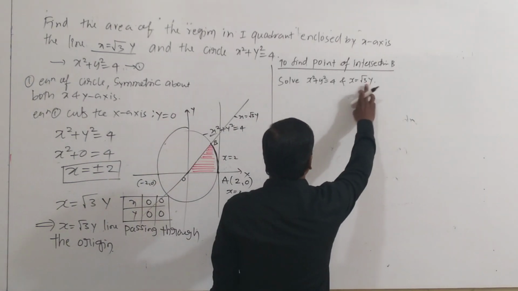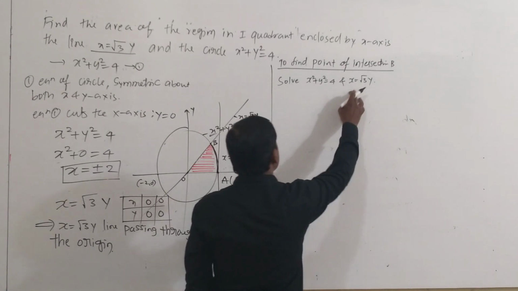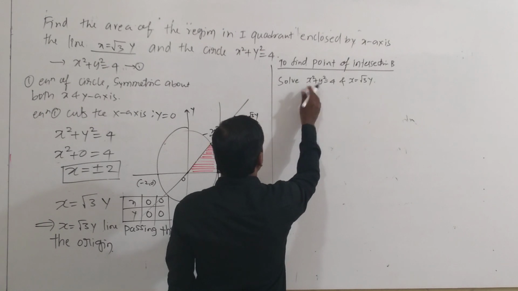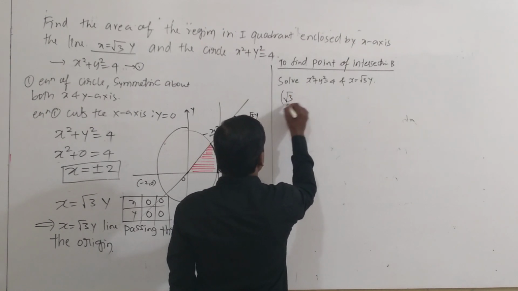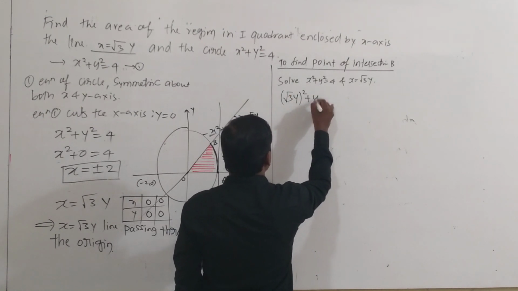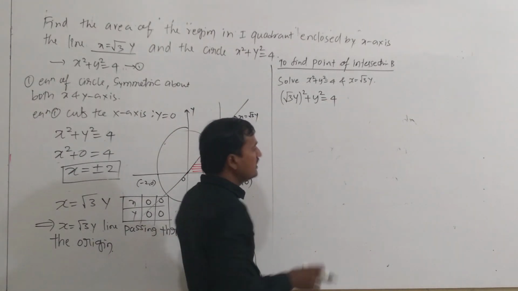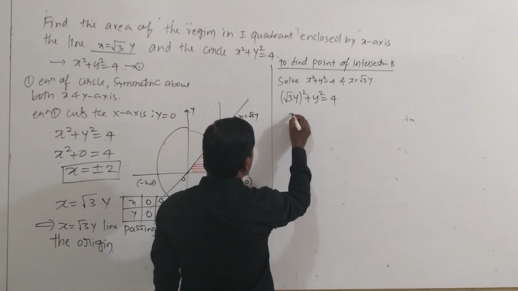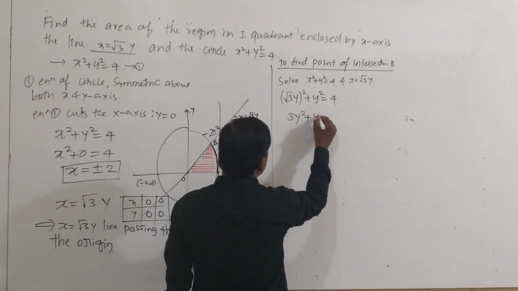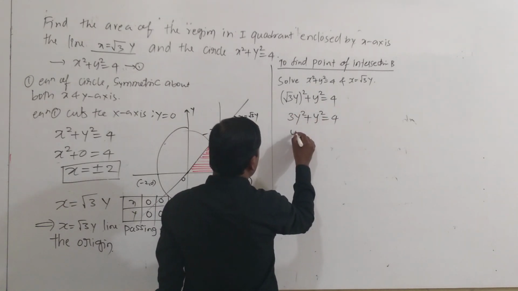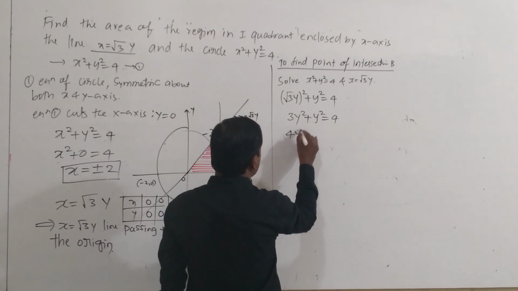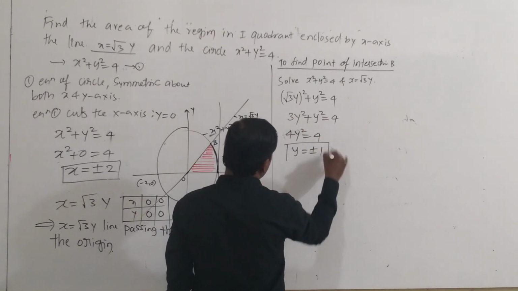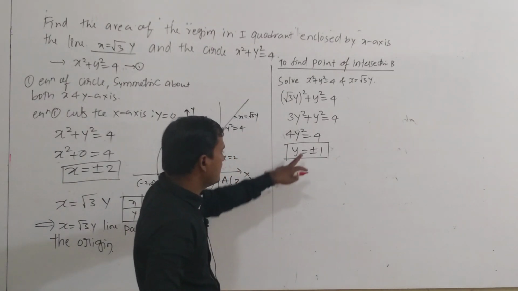Now what is the value of x? x is root 3 y. I will substitute x equal to root 3 y in this equation. So clearly here I am getting (root 3 y) whole square plus y square equal to 4. Here the square root and the square get cancelled, so 3y square plus y square equal to 4, or 4y square is equal to 4. y is equal to plus or minus 1. Here what is the value of y?